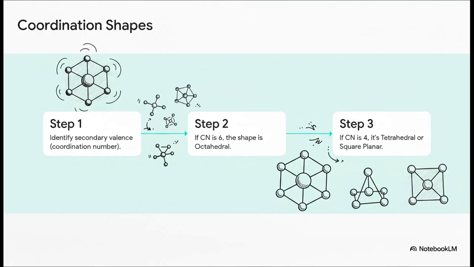You also have to picture these things in 3D. To figure out the spatial shape, the coordination polyhedron, you just count up the ligand donor atoms directly bonded to the metal. Yep, that's the secondary valence Werner was talking about. If your coordination number is 6, you're almost certainly looking at an octahedral geometry. If it's 4, it's typically going to be tetrahedral or square planar.